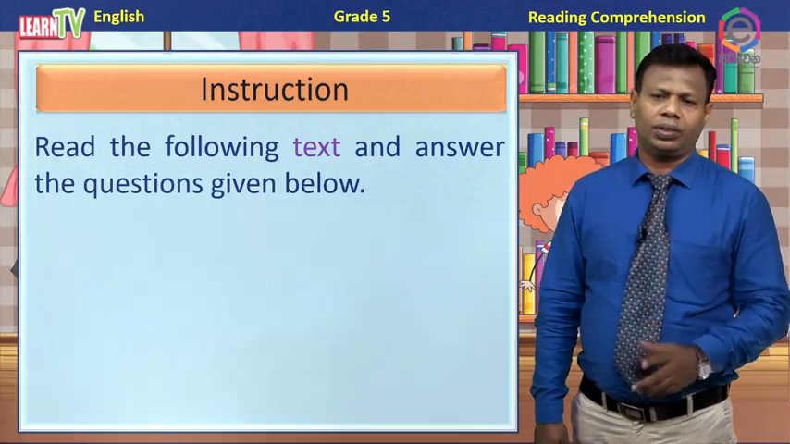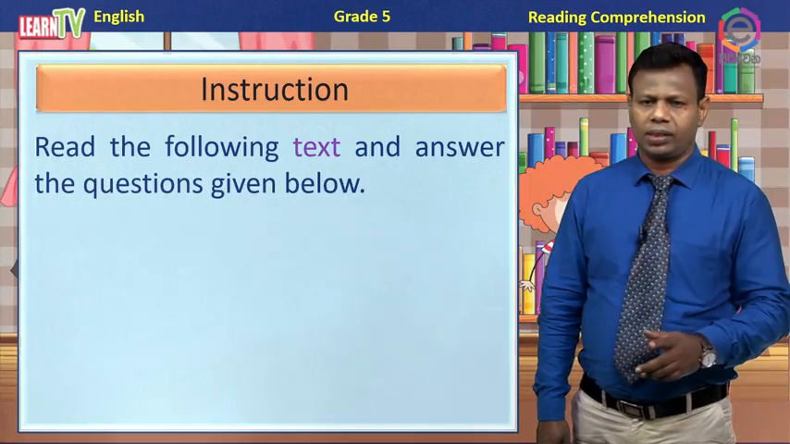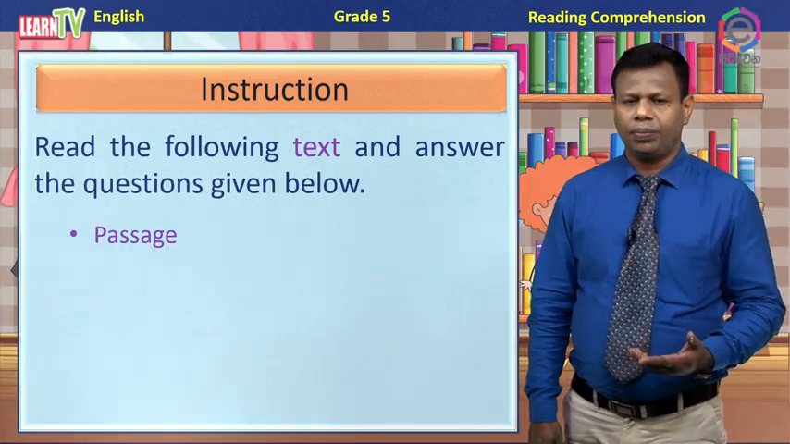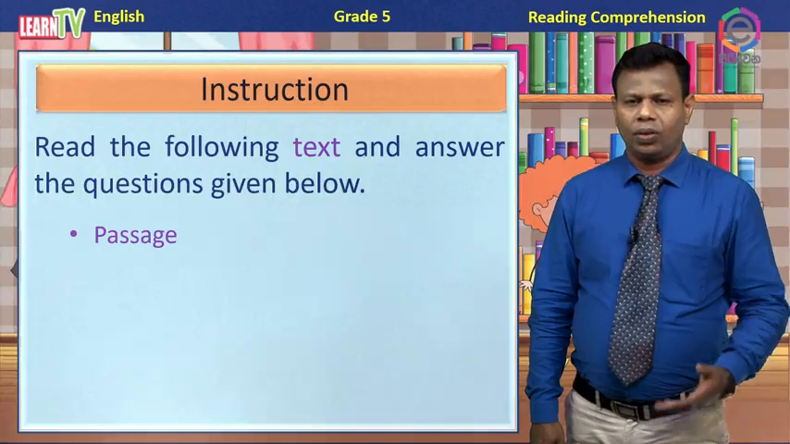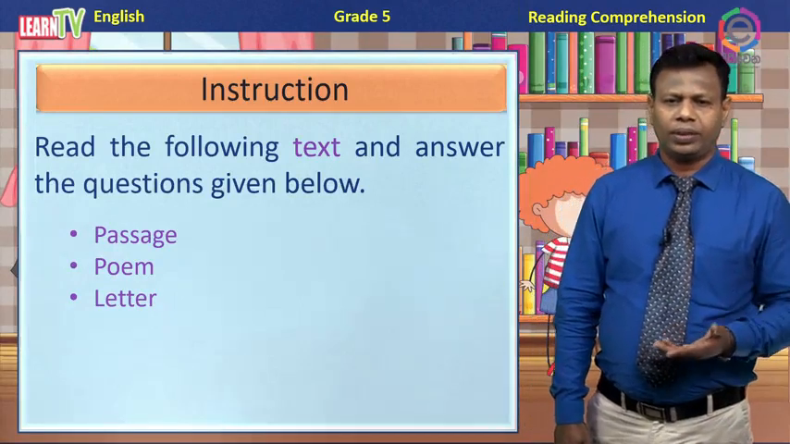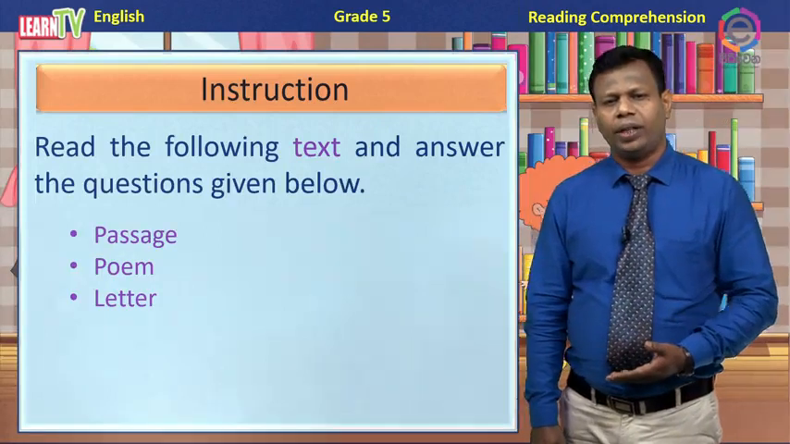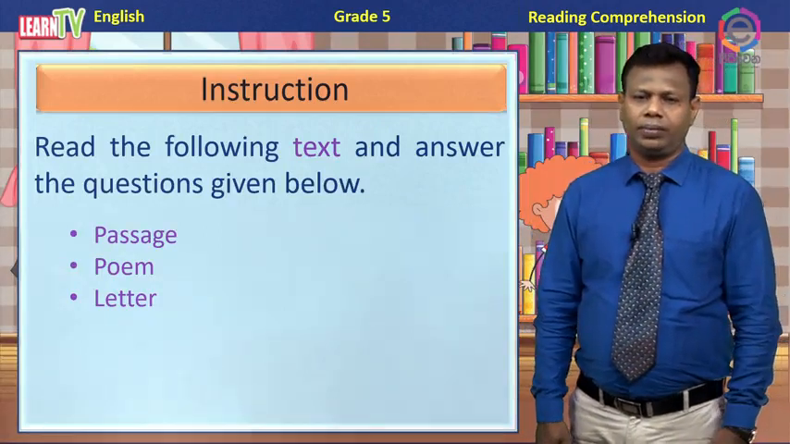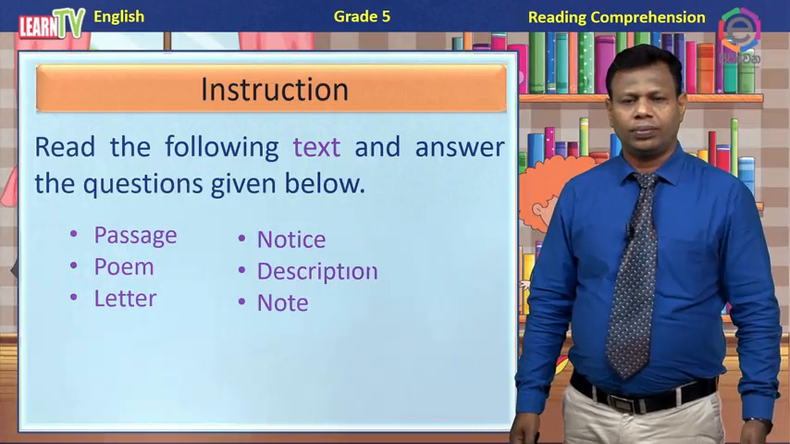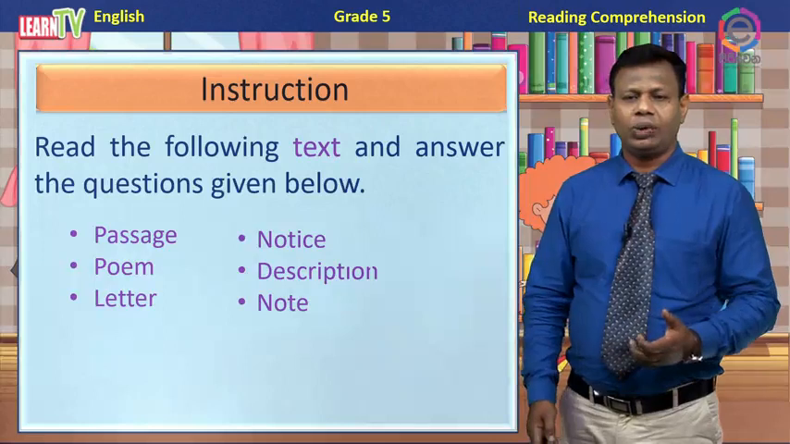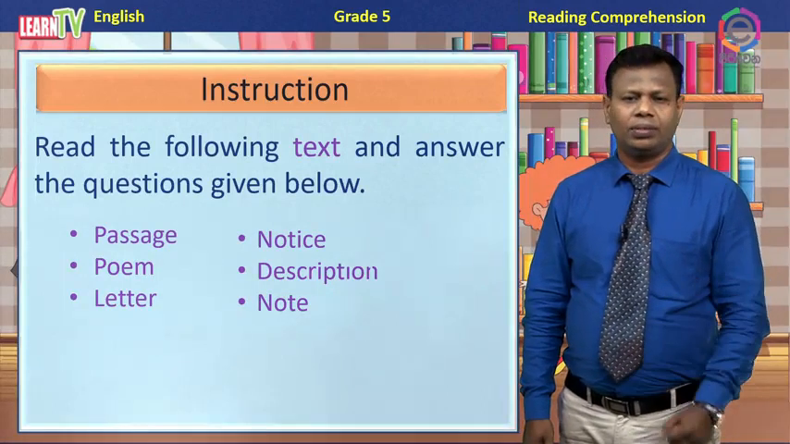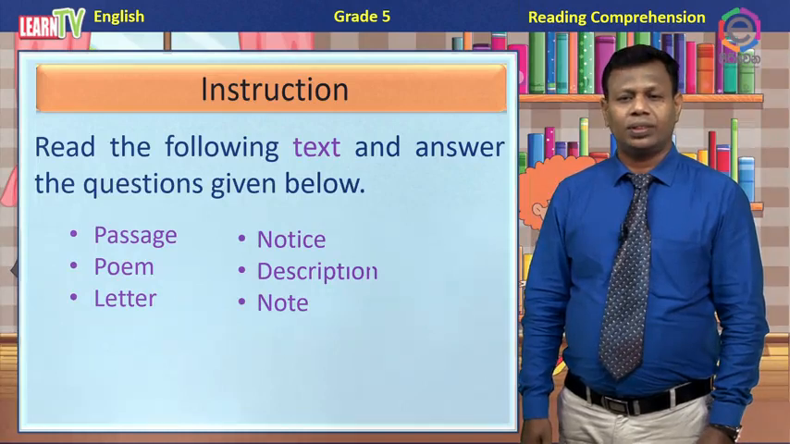Only one word can be changed. That text, you can see it is highlighted, can be a passage or a poem, a letter. Then you can read them: read the following text, read the following passage, read the following poem, read the following letter, or read the following notice, read the following description, read the following note. It is very easy to understand if you know this instruction to write down answers for your comprehension.